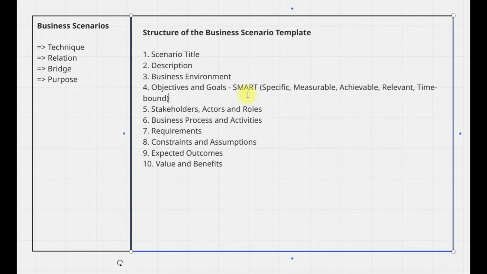And then time bound. When I say time bound, how long are we going to take to execute this project, and when are we going to finish it? It is milestone or deadline based, and it should be meaningful so that the business can be operating it as soon as possible. So these all will be part of the objectives and goals.